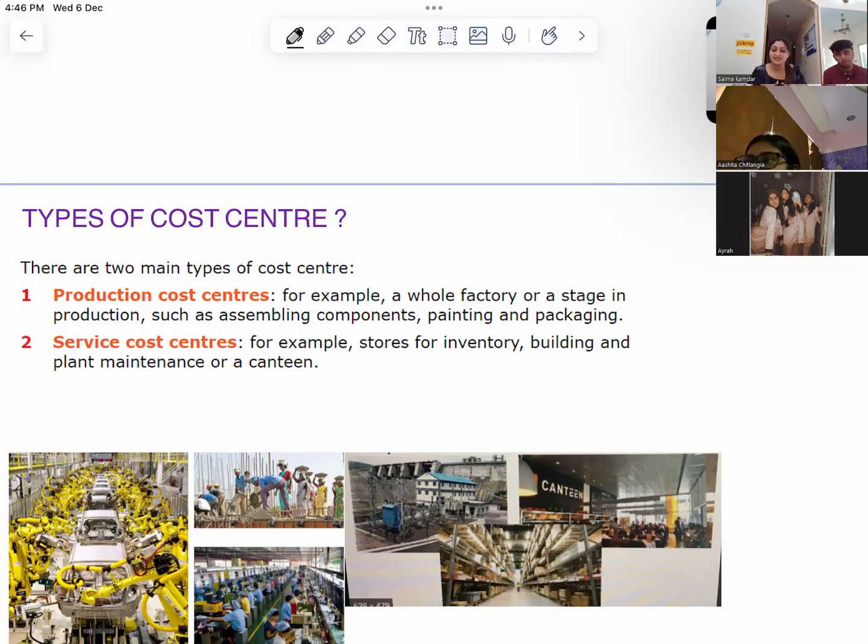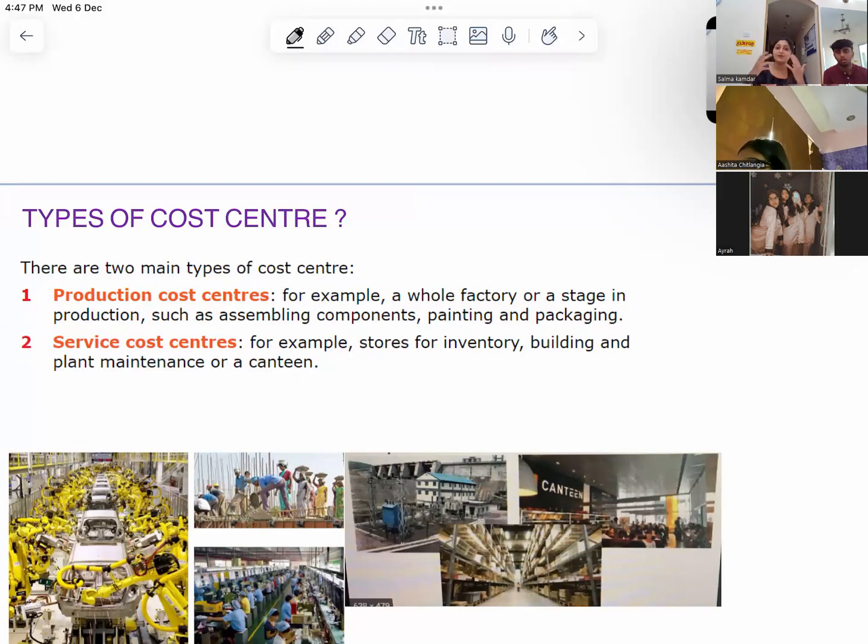You have two types of cost center. Can you tell me the two types of cost center that you have? Production cost center and service cost center. Can you all tell me what is a production cost center? Production cost center is basically where the product is directly produced, like machinery or painting. It is a department which has only one job, to produce products. So when I say production cost center, it is basically producing the goods and services.